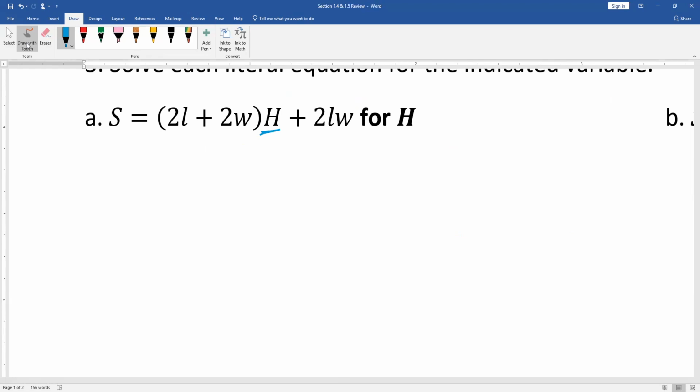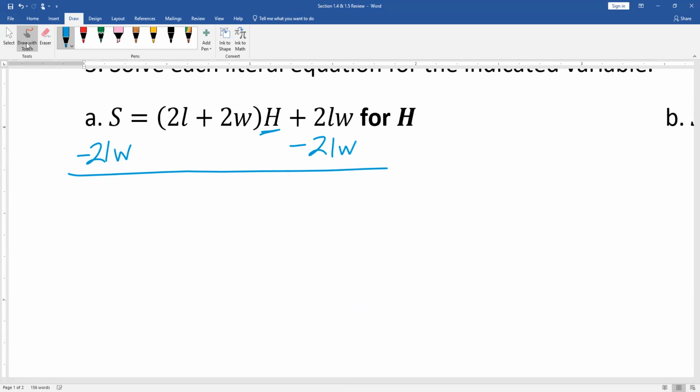Remember though, when you're trying to move your terms around in a literal equation, you use reverse order of operation, similar to what we would do if we were just solving. So you end up with the h on one side of your equal sign and everything else correctly placed on the other side. Currently to h, we are multiplying 2l plus 2w times h, and then we're adding 2 times l times w to it. So we would undo the addition first by subtracting 2lw from both sides.